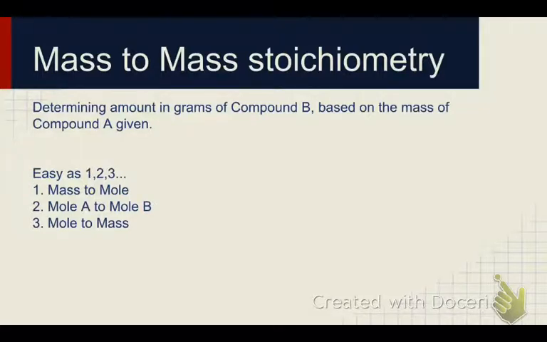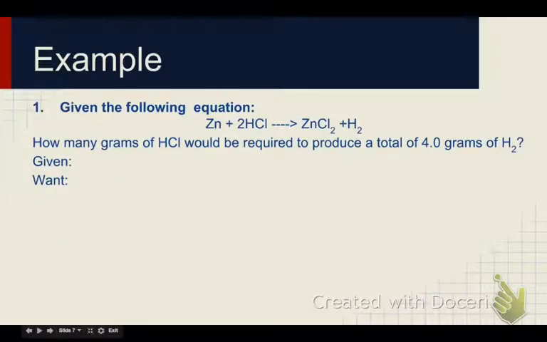Let's go ahead and do the one from the quiz. All right, and what I want you to do is to go ahead and write down, based on my question, how many grams of HCl would be required to produce a total of 4 grams of H2. Tell me what is my given and what is my want. All right, so my given is 4.0 grams of H2. Okay, and my want is grams of HCl.